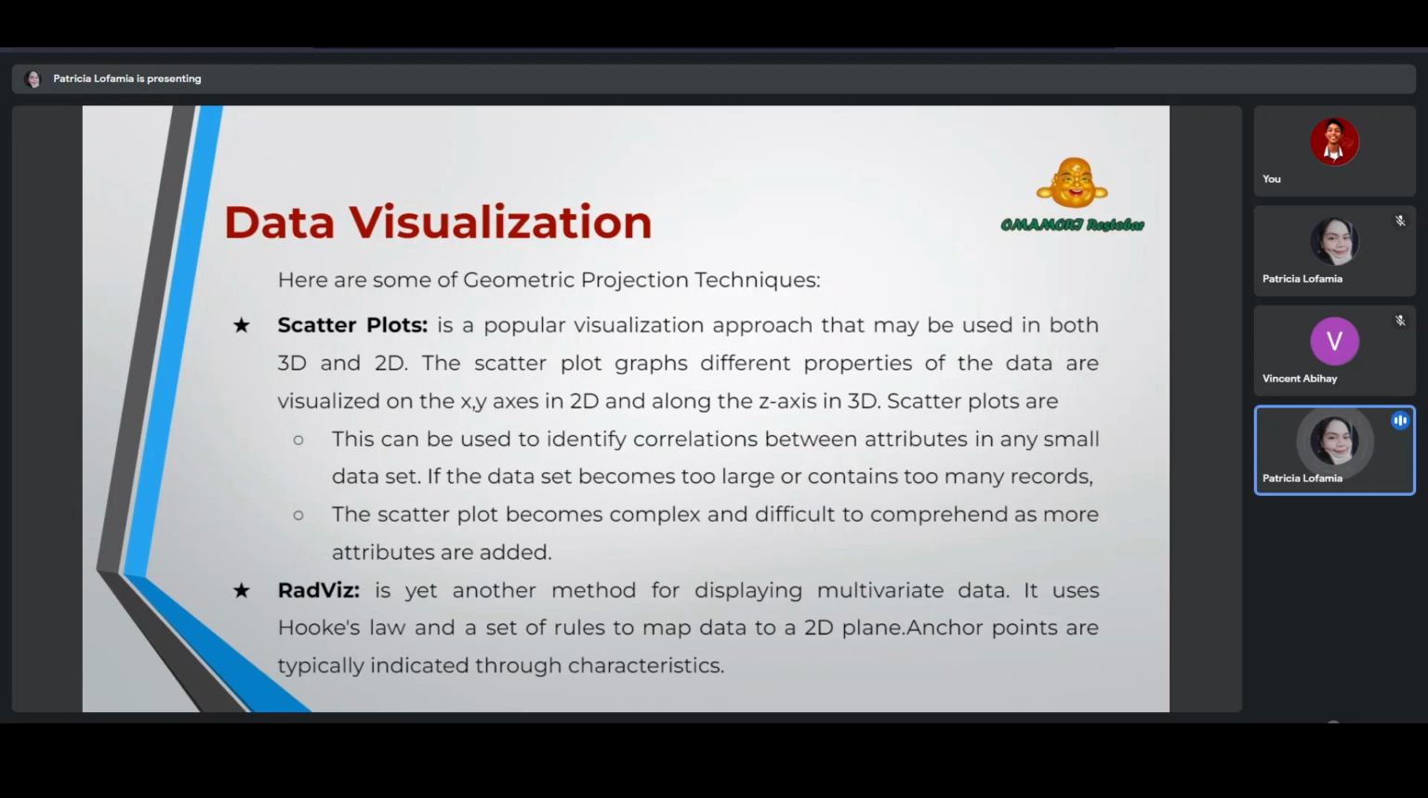Radvis is yet another method for displaying multivariate data. It uses Hooke's law and a set of rules to map data to a 2D plane. Anchor points are typically indicated through characteristics.